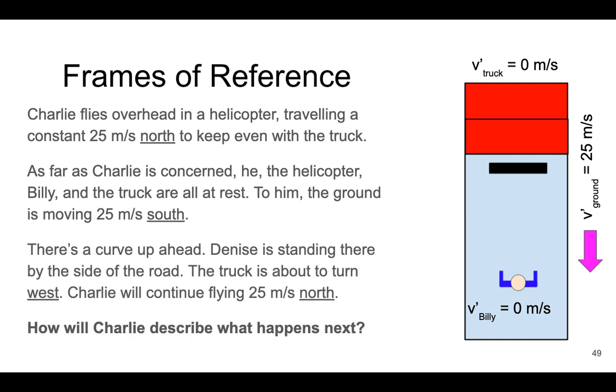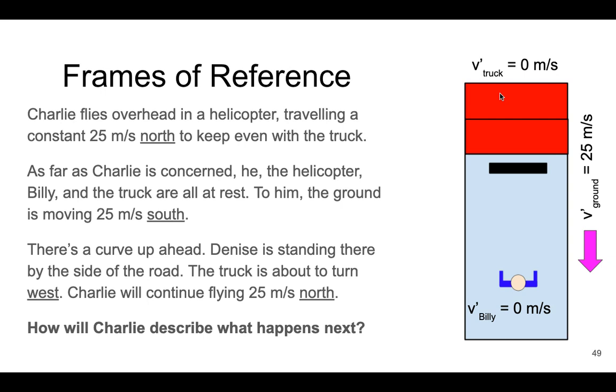So there's a curve up ahead. Denise is standing there by the side of the road. The truck is going to turn west, so that's going to be left. So from the frame of reference of the ground, the truck is going north, and it's about to turn west. Denise is standing over here by the side of the road. Don't worry, she's just going to watch this stuff happen. The truck is going to make that left turn. Charlie's going to keep going north.